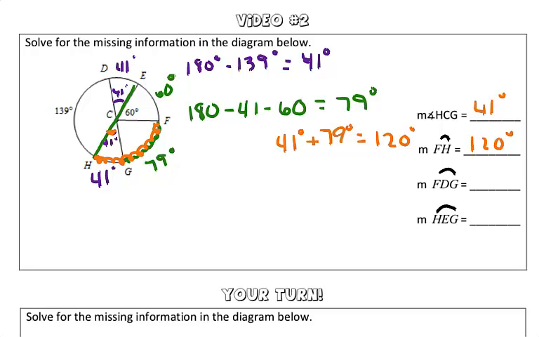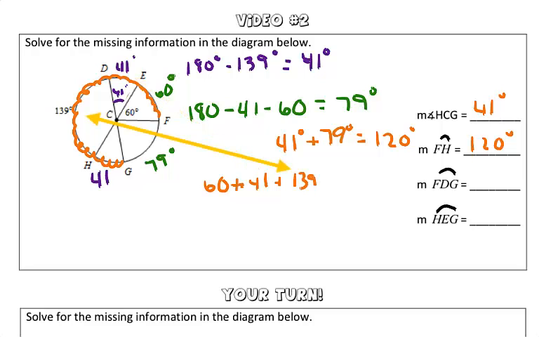The measure of arc FDG. I'm going to erase the current marks I have on our circle, just so that we don't get too confused with everything on here. The measure of arc FDG means that we start at F, pass through D, and go all the way around to G. So everything that I currently have highlighted: we have 60 degrees, plus 41 degrees, plus 139 degrees, plus 41 degrees. And we're going to add those all up.